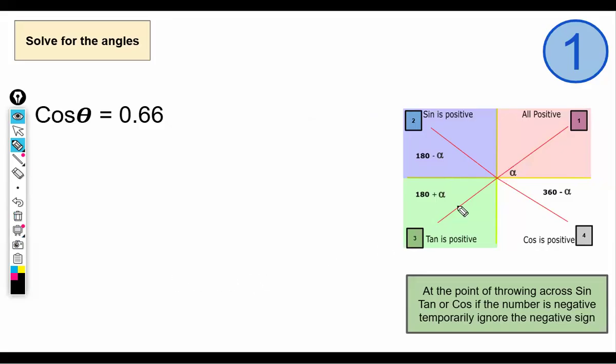So first things first, I want everyone to take down this table for me and take down this note, right? The note says, at the point of throwing across sine, tan, or cosine, if the number is negative, temporarily ignore the negative sign. Just take it down. You don't have to understand what it means as yet. Let me know when you've taken down everything on the right-hand side of the screen, and then we're going to redo this question here.